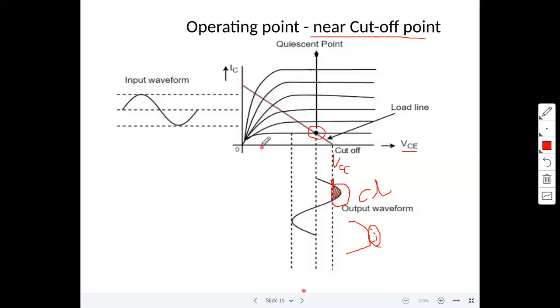So based on the two cases, we conclude that the operating point is selected approximately in the middle of the DC load line, so that no clipping takes place at the output side. The output is sinusoidal, and there is no distortion at the output.